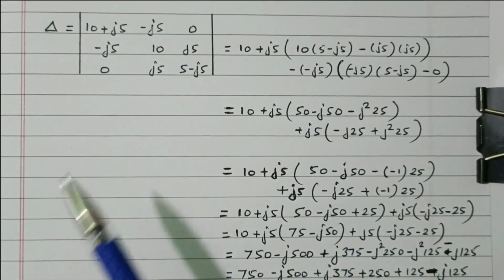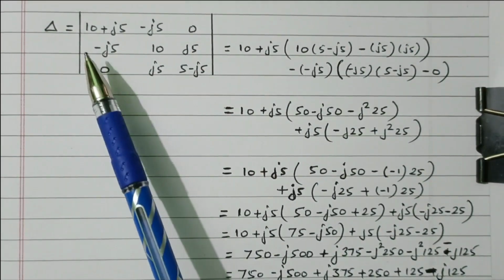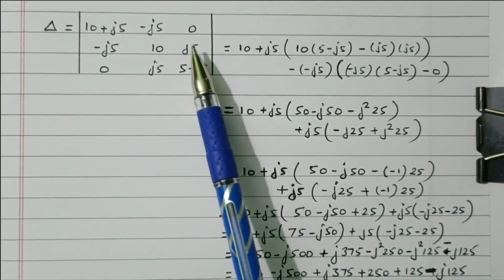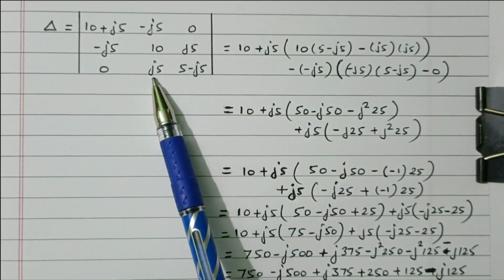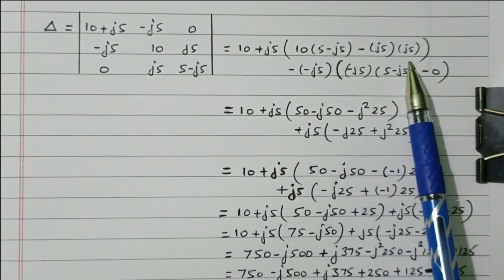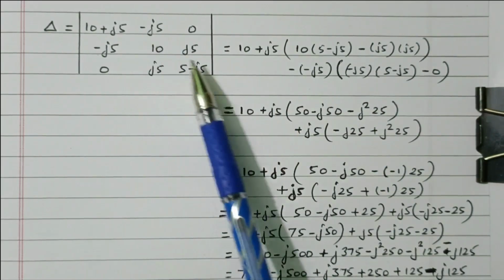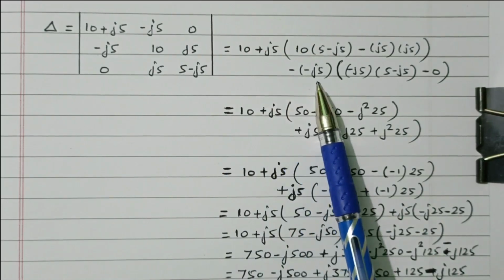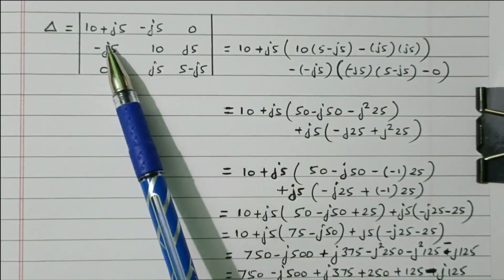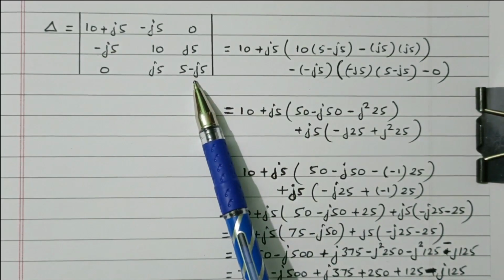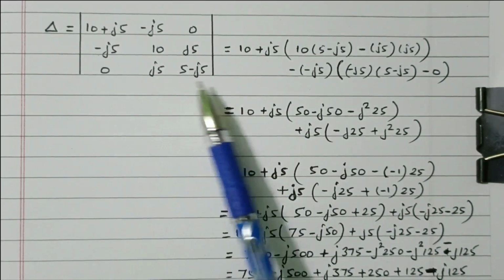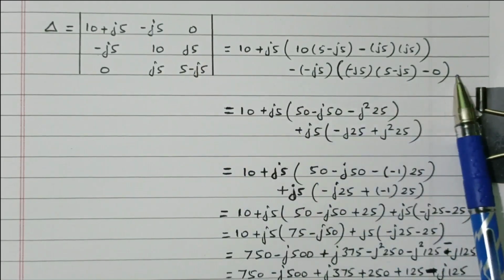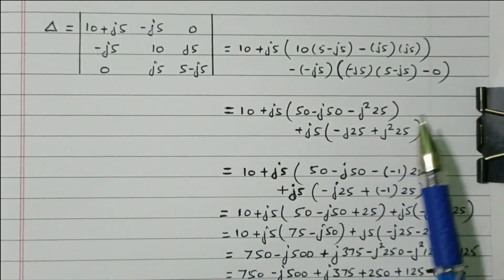So this is the delta value. We need to find the determinant: (10 + j5) multiplied by (10 into 5 − j5) minus (−j5) into (j5). Already a minus is there, so minus of minus j5, you have to multiply these two: minus j5 into (5 − j5), minus j5 into 0. This third element is 0, so no need to worry about that, it becomes 0.